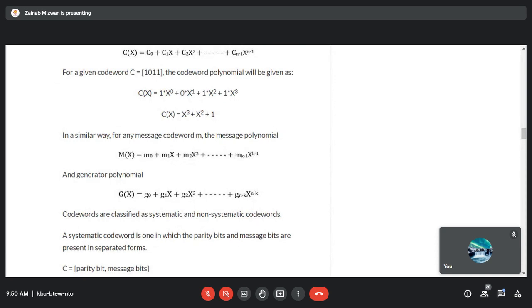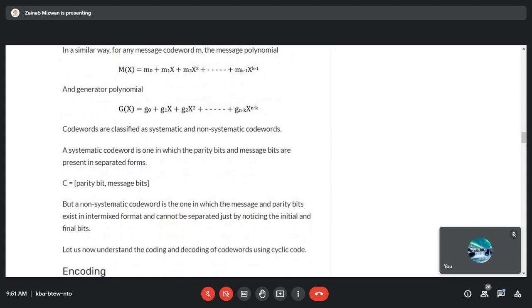Code words are classified, as we have seen in the linear block code also, as systematic and non-systematic code words. Similarly, here using cyclic codes, we can generate the systematic codes as well as the non-systematic codes. So we can classify the code word as systematic and non-systematic code words.